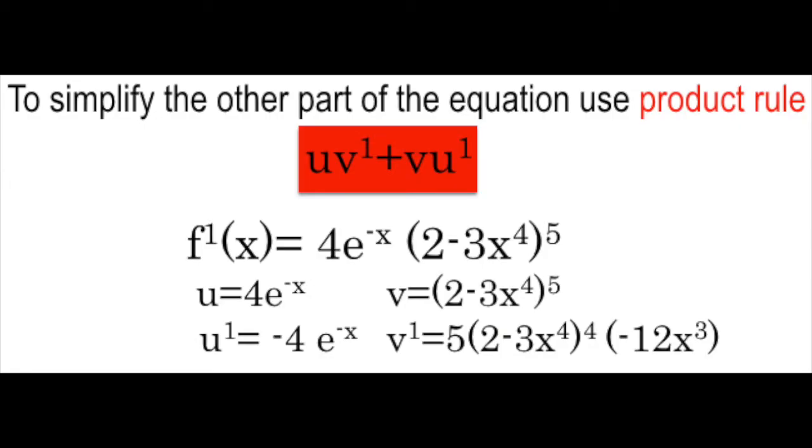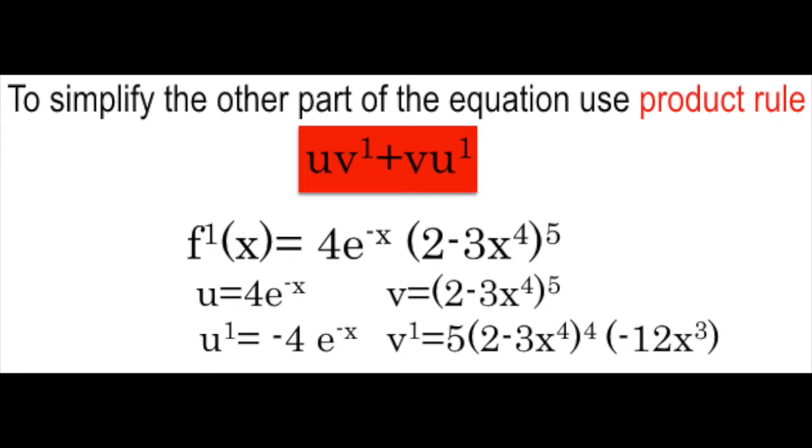The second step is to simplify the first part of the equation. You can do this by using the product rule: u times v prime plus v times u prime. In this case, the u is the 4e to the negative x, then find its derivative, negative 4e to the negative x, turning it into u prime. The v is (2 minus 3x) to the fourth power, multiplying everything to the fifth power.